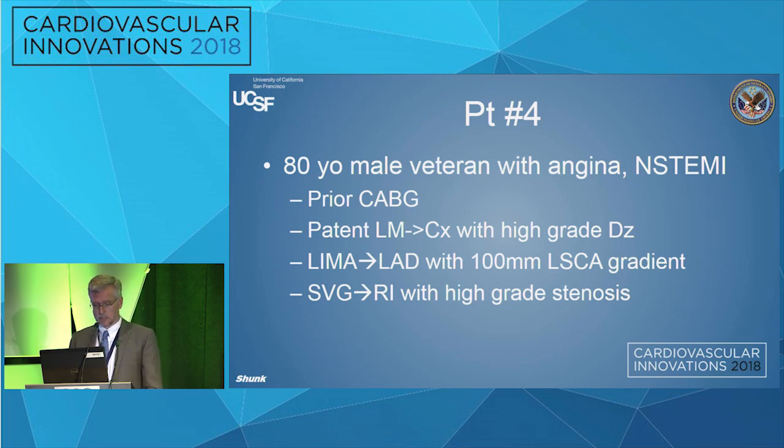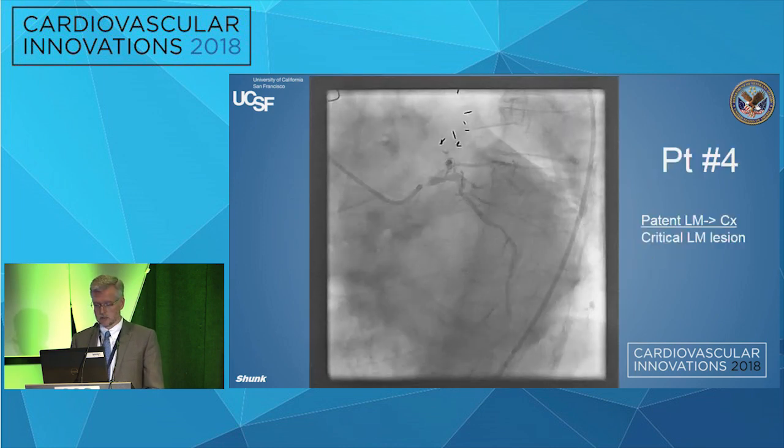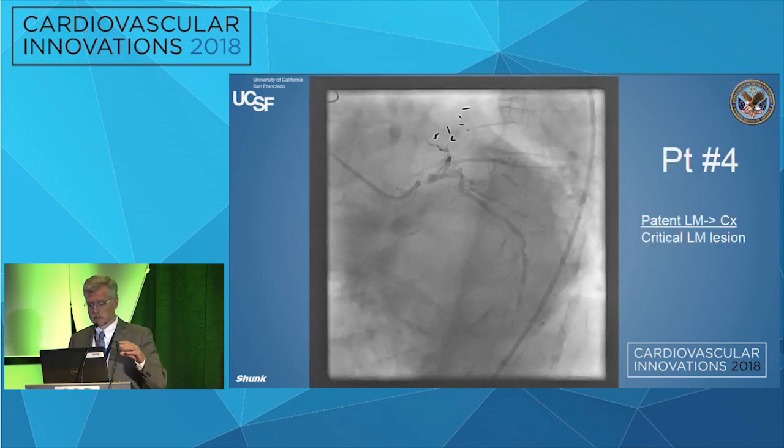So a patent left main into the circumflex, which is an important vessel for him, with a high-grade lesion in that left main. A LIMA to the LAD with a 100 millimeter left subclavian artery gradient, tight lesion in the left subclavian. And then a vein graft to the ramus with high-grade stenosis. And I don't know what your practices are like, but often we get sort of one crack at these patients and we want to do the most benefit that we can in their visit to the cath lab.